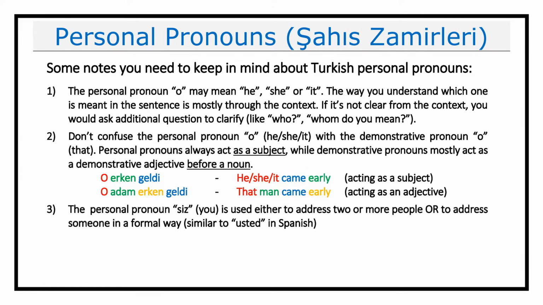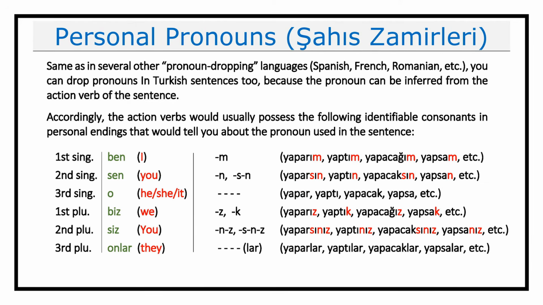Third, the personal pronoun siz is used either to address two or more people or to address someone in a formal way, which is very similar to the use of usted in Spanish. And which one you mean is again understood from the context. But the story doesn't end here, because there is a related thing you need to know about the role of Turkish pronouns in a sentence.